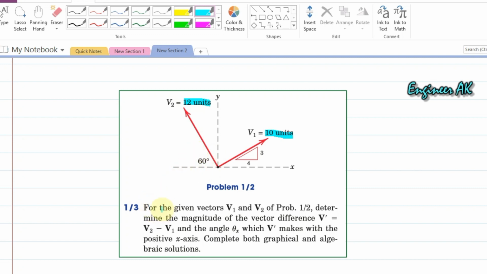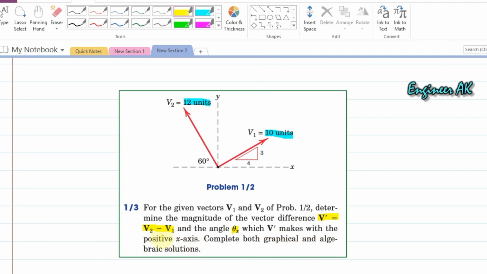So in the question it is said that for the given vectors v1 and v2 of the problem 102, determine the magnitude of the vector difference, right? So we have to find the magnitude of this difference, the magnitude of this v dash, and angle theta x. Angle theta x means the angle which v dash makes with the positive x-axis. Complete both graphical and algebraical solution, right?